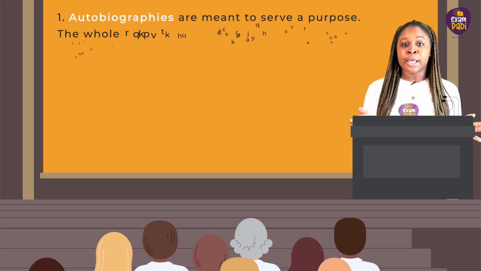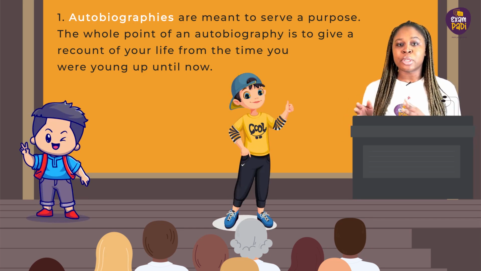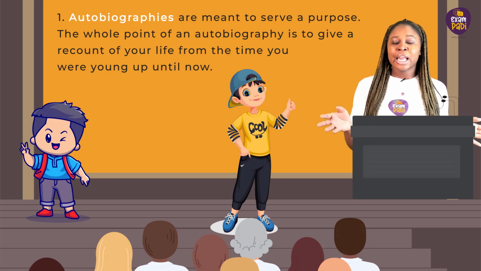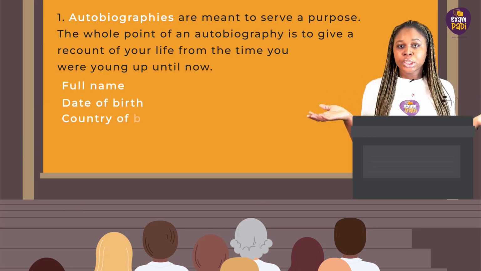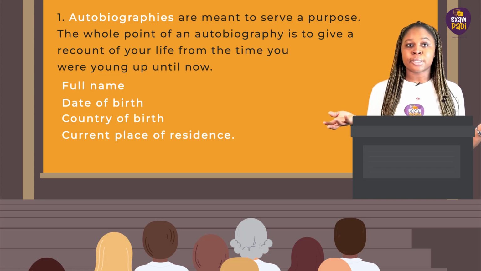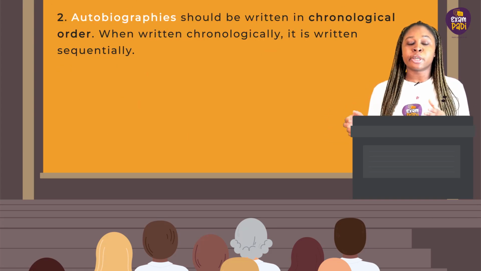1. Autobiographies are meant to serve a purpose. The whole point of an autobiography is to give a recount of your life from the time you were young up until now. You can outline personal information such as your full name, date of birth, country of birth, and current place of residence. Autobiography should be written in chronological order.